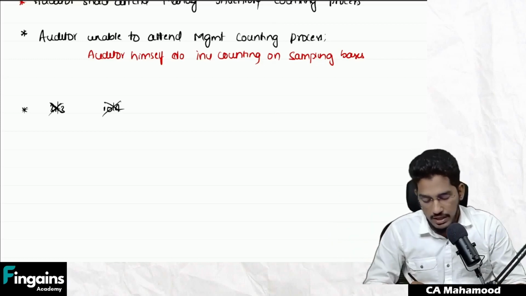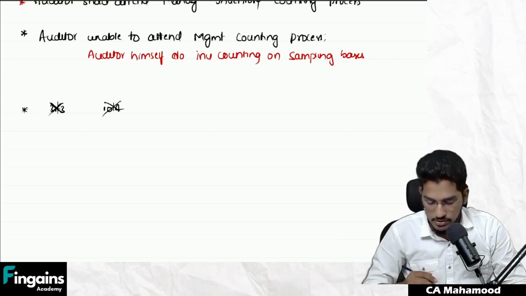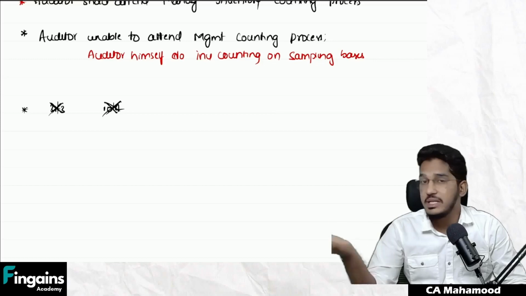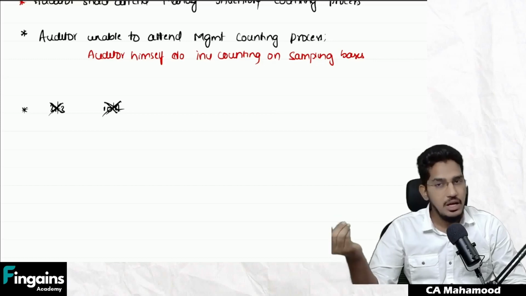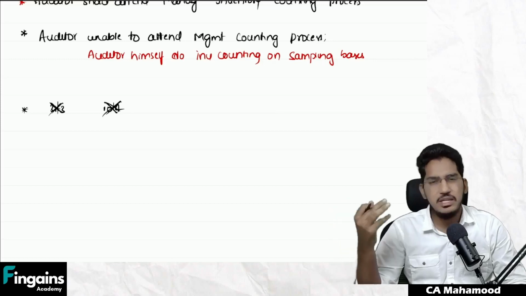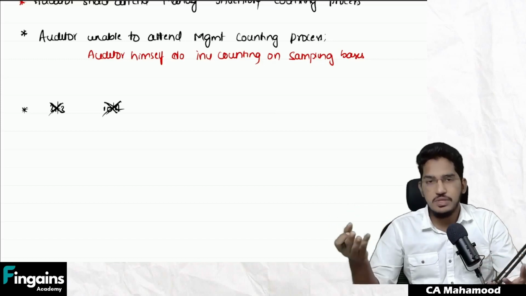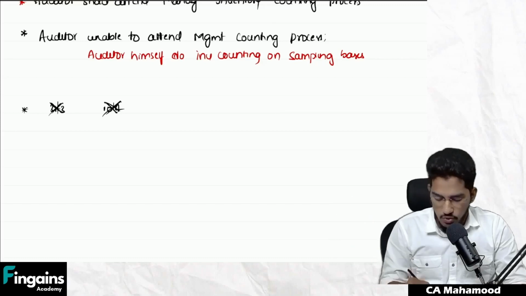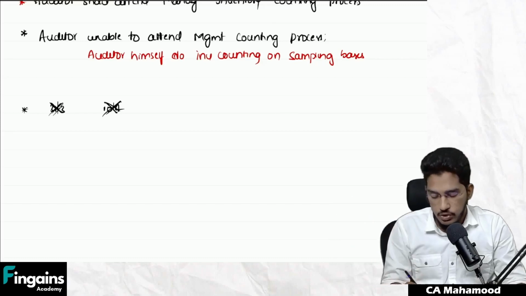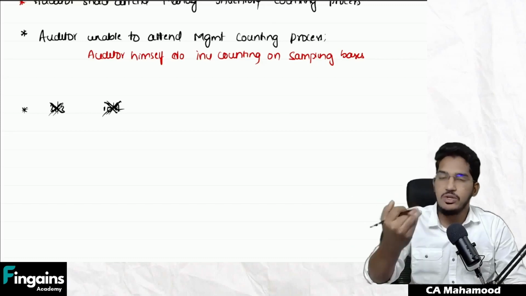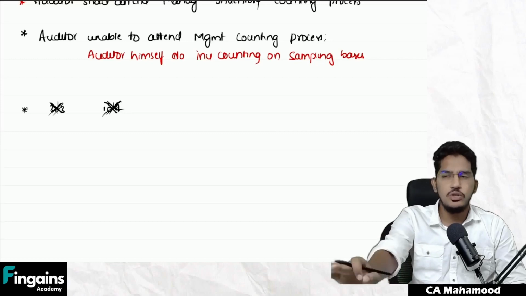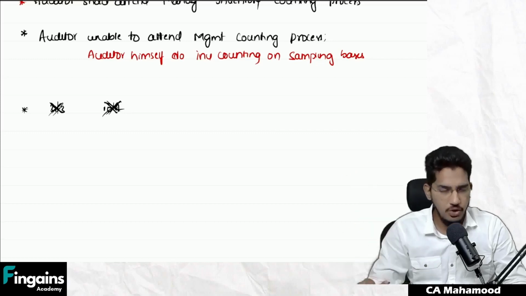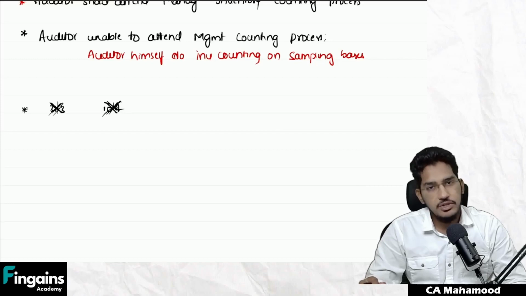So you are unable to attend the management's inventory counting process. You are unable to attend the inventory verification on your own because it has become impracticable, either because of natural calamity or some reasons beyond your control. You did not attend when management called you. You thought of doing it on your own, but because of reasons beyond your control, it has become highly impracticable for the auditor to go and do the inventory verification of the stock.